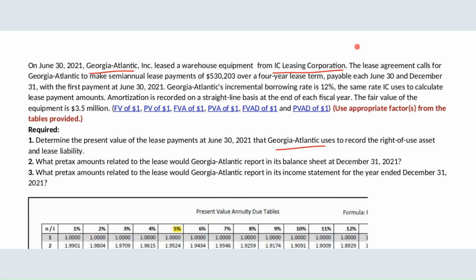So the lease agreement calls for Georgia Atlantic to make semi-annual lease payments. So here we're talking about semi-annual lease payments. They gave us the amount of the payments, so we don't have to calculate that. It is a 4-year lease term, payable each June 30 at the beginning, right? Because the lease is signed on June 30, and on June 30, I have to make a payment. So this is going to be an annuity due, right? Instead of at the end. So this is something that we need to pay attention to as we're working through these problems.